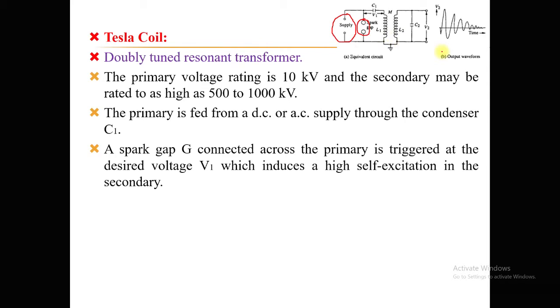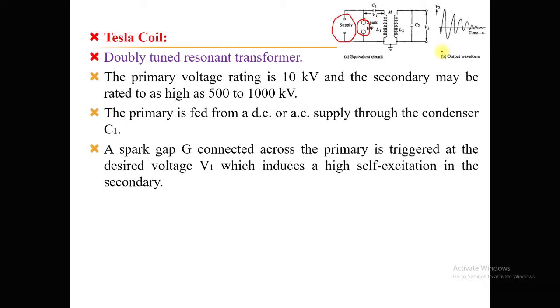But because of the insulation former or due to the air core, there will always be some amount of energy loss observed between the primary and the secondary. That is just because of the loose coupling. So once we place these two coils close to each other, we can have the self excitation in the secondary when the spark gap at the primary side gets triggered and makes the capacitor C1 in parallel with L1 to enable the parallel resonant condition.